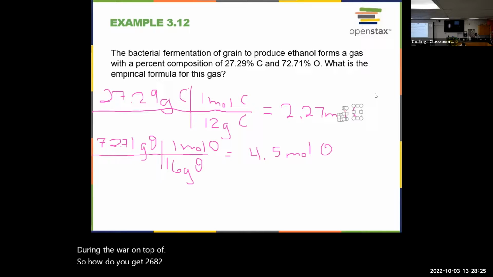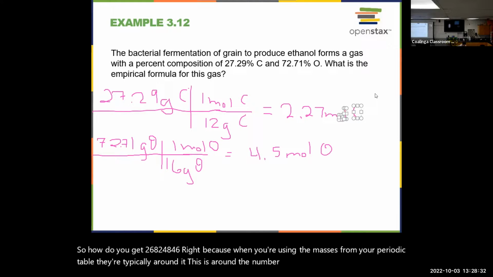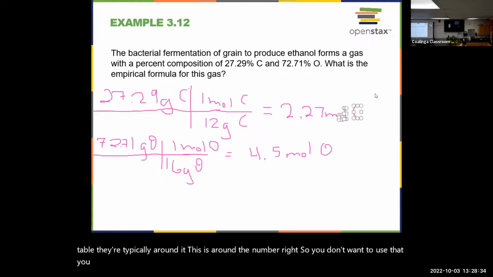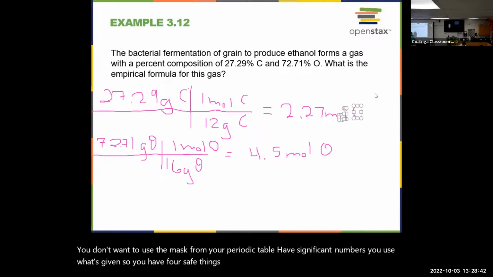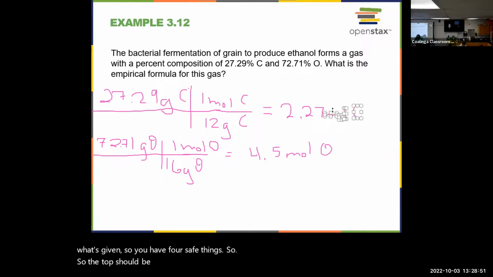Right, because when you're using the masses from the periodic table, they're typically round. This is a round number, right? So you don't want to use the mass from the periodic table as significant numbers. You use what's given. So you have 4 sig figs. So 2.274. Oh, sorry, actually.